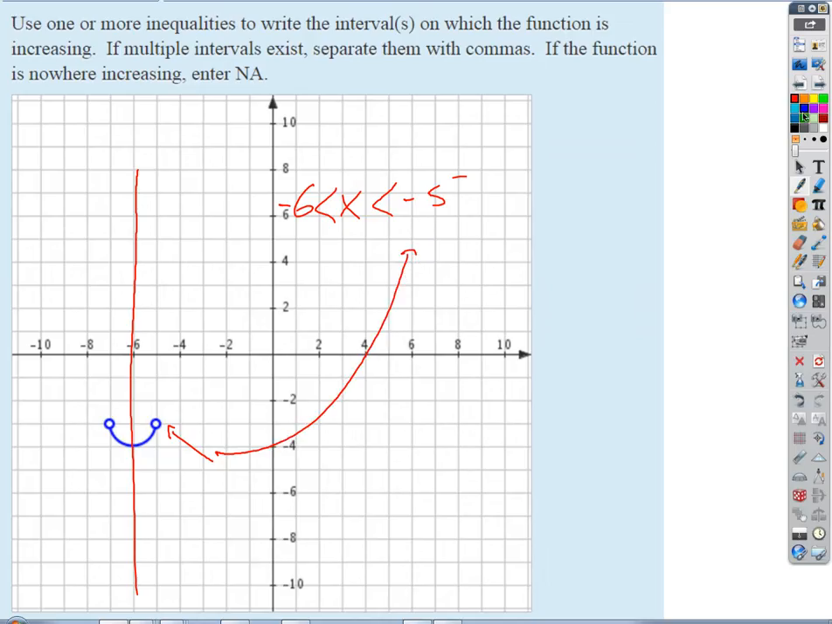Now, what if that endpoint had been solid? What would I have to do? I'd have to include it, wouldn't I? Okay. Make sense? Okay.